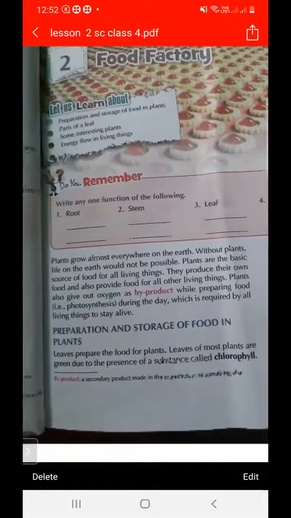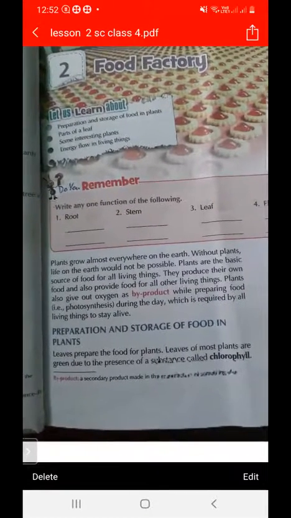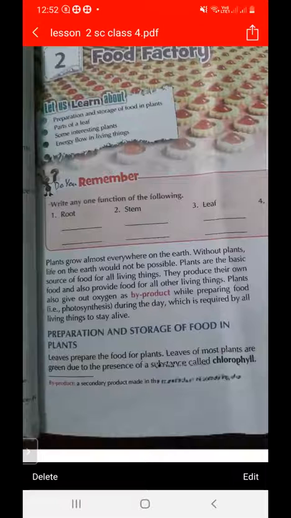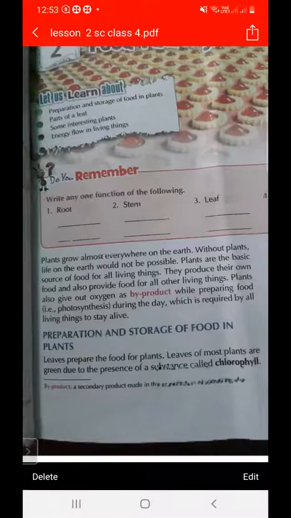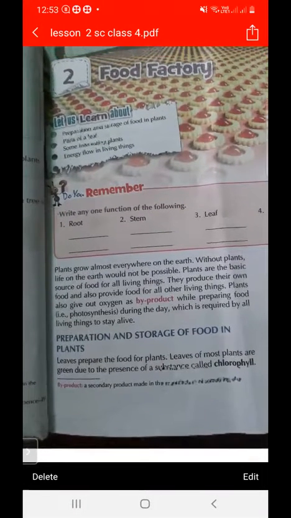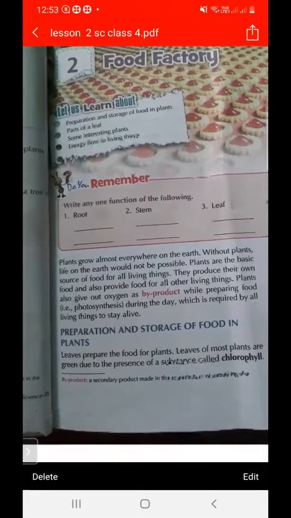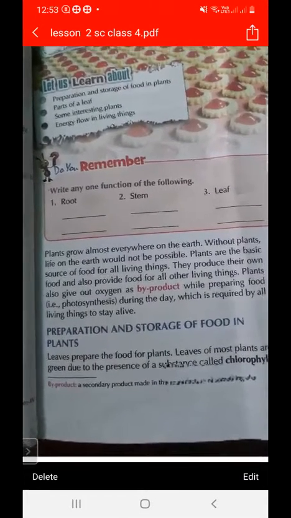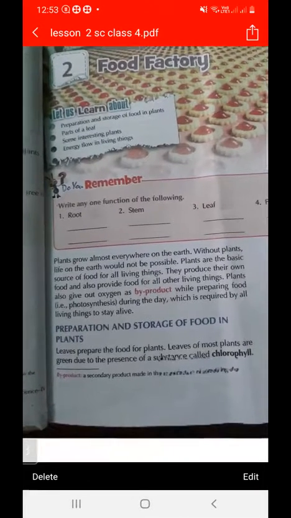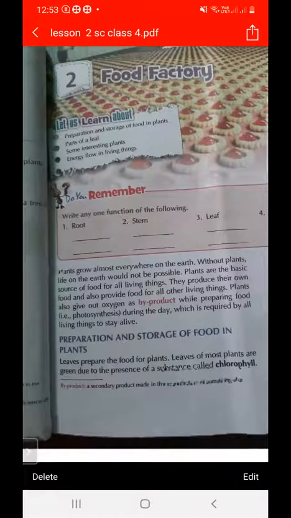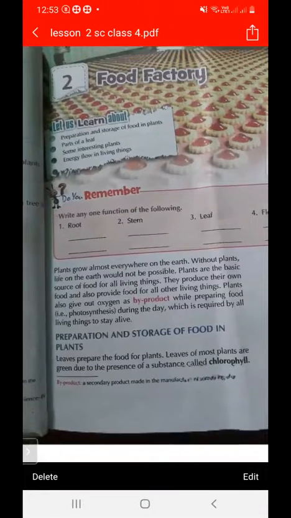And what are the benefits of plants? We get all our food from plants, because the food we eat is obtained from plants, and plants are the source of food. All living things need food, and this food is provided by the plants. So plants are producers of food for all living things. They prepare their own food and also provide food for us.